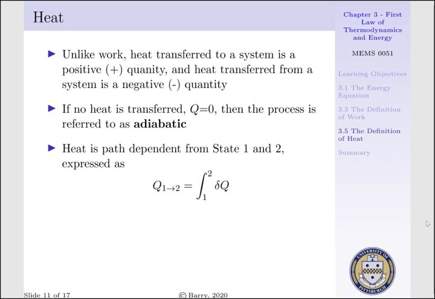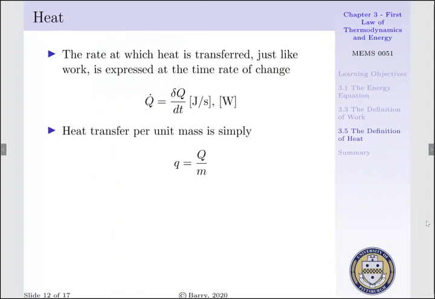Heat is also path dependent, and our heat supplied going from state 1 to state 2 is equal to the integral from state 1 to 2 of delta Q. Now, the rate at which heat is transferred is a time rate dependent term, Q dot, which is delta Q per t, and this has units of joules per second or watts.